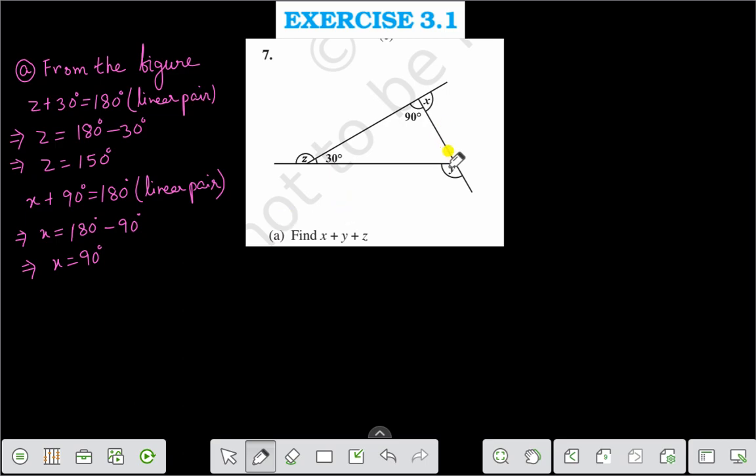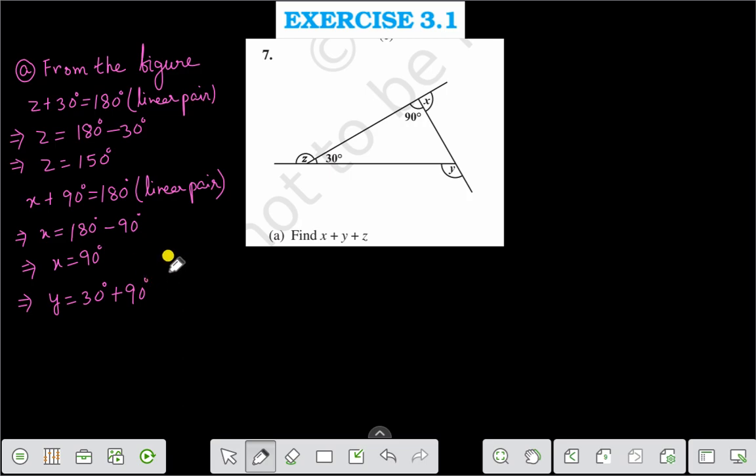And here you see these are the interior angles 30 and 90, and this is the exterior angle y, right? That is, y is equal to the sum of the interior opposite angles. We know that the exterior angle is the sum of the interior opposite angles, right? Therefore, you can write that y is equal to 30 degree plus 90 degree.